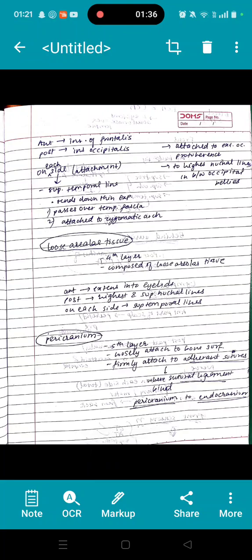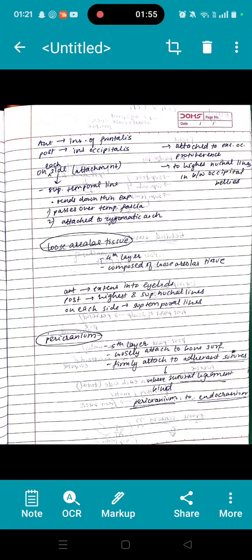Anteriorly is the frontalis, and posteriorly the occipitalis, attached to the external occipital protuberance and the highest nuchal line, with the aponeurosis between the occipital bellies. On each side, attachment is to the superior temporal line, and it sends down a thin expansion which passes over the temporal fascia attached to the zygomatic arch.